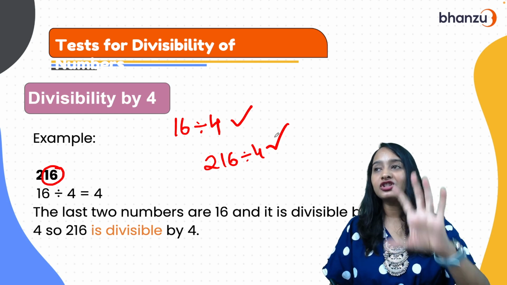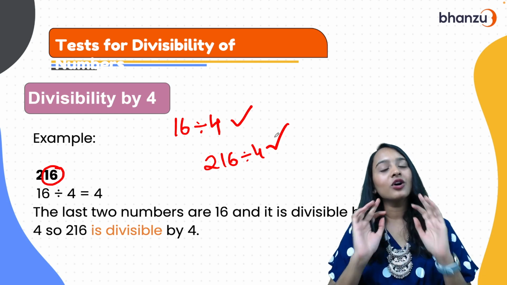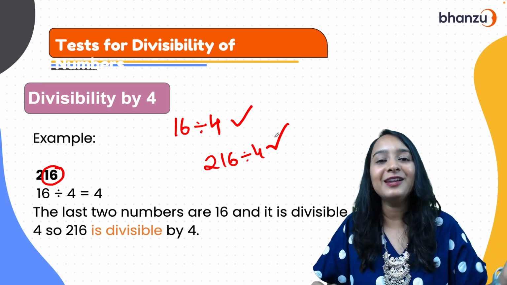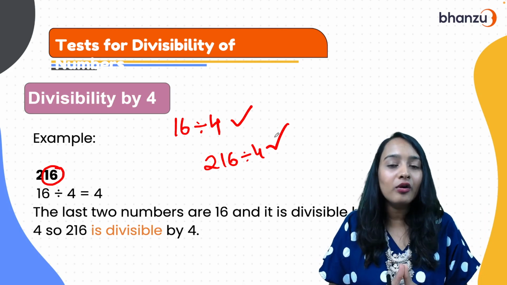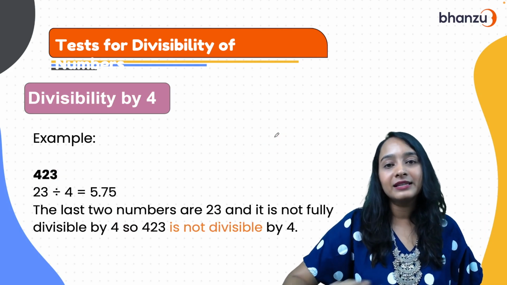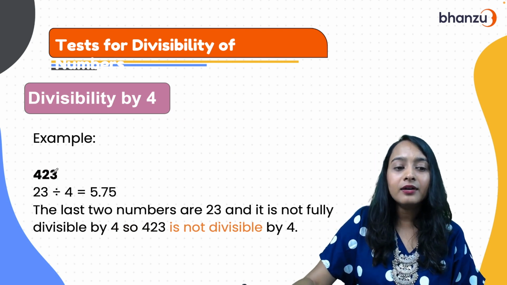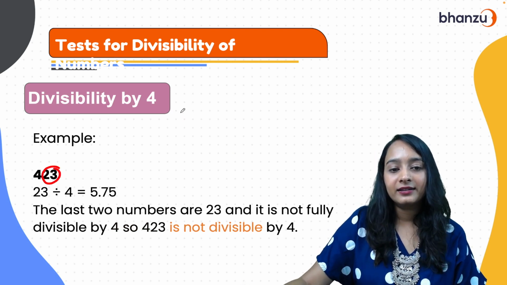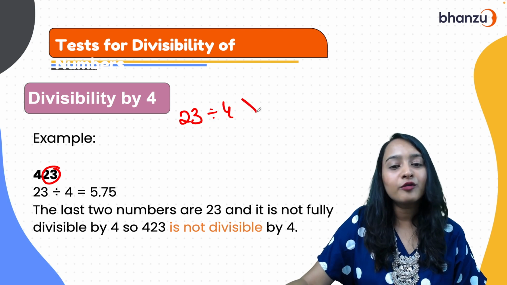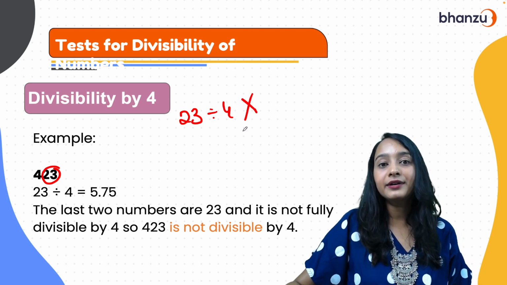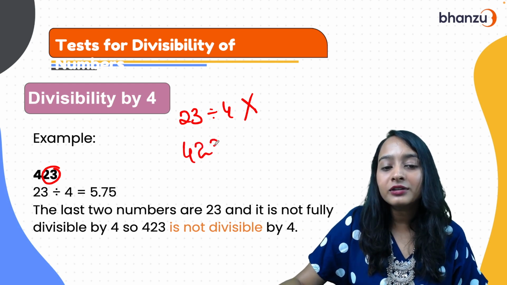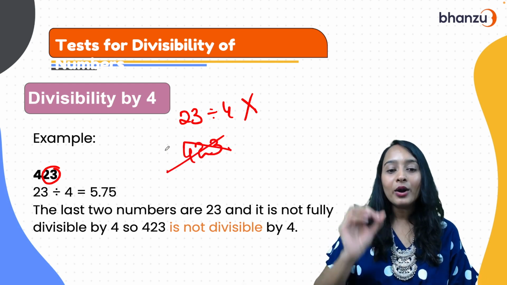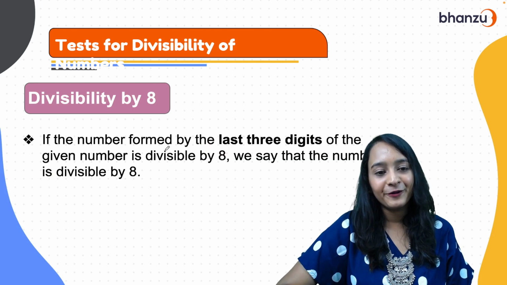So you just have to check the last 2 digits, and this trick works only for 3 digits and more. So if the last 2 digits of a number are divisible by 4, then the entire number is divisible by 4. Now here, the last 2 digits are 23. Is 23 divisible by 4? No, it leaves a remainder which is not 0. So it's not divisible. So this entire 432 also is not divisible by 4.